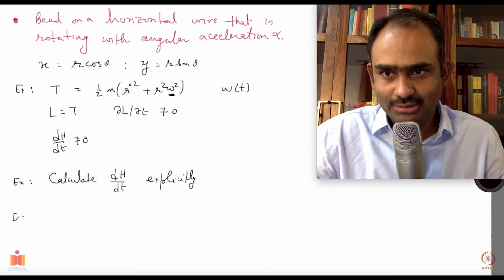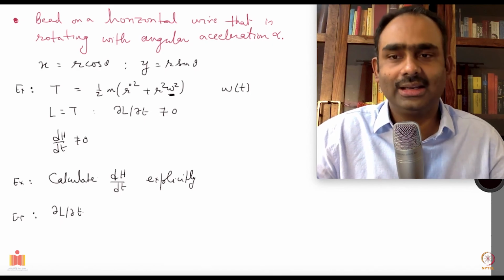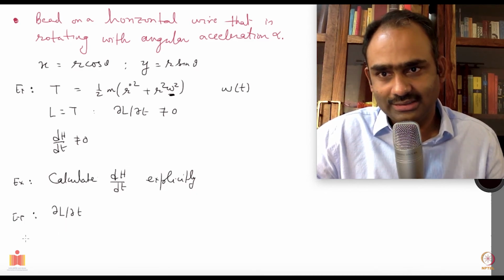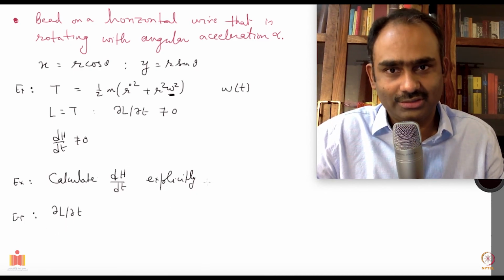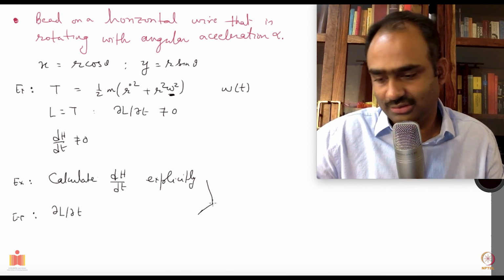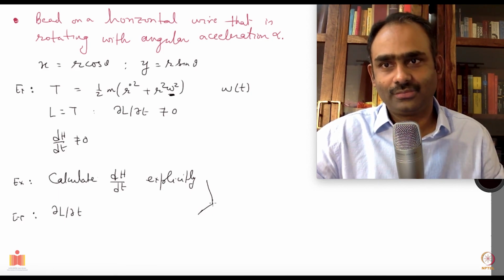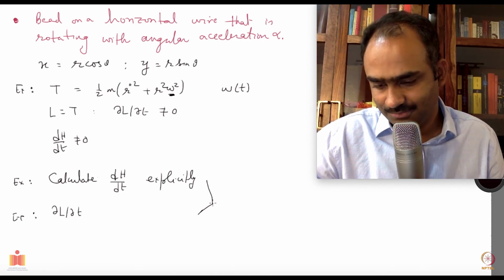Then you calculate del L over del t. So take the Lagrangian, take the partial derivative, and show that dH over dt and del L over del t, they are the same. Okay, so these two should give you the same answer. Please do these two, three simple exercises that I have given.